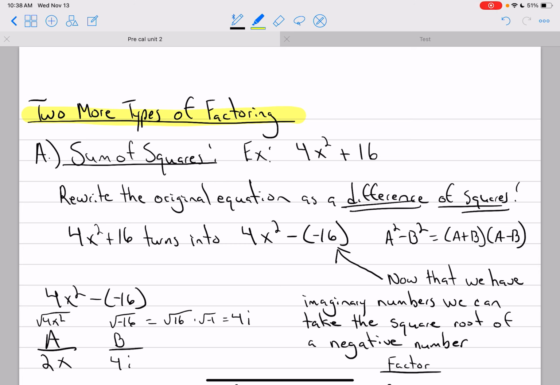All right, so we've been working on the factoring last class. Now we got two more types, and we're about to put this all together. It's about to be figgity fantastic.